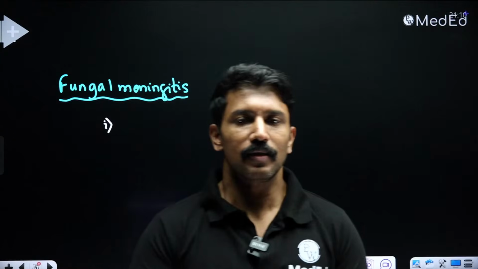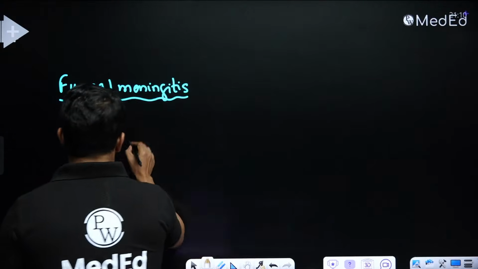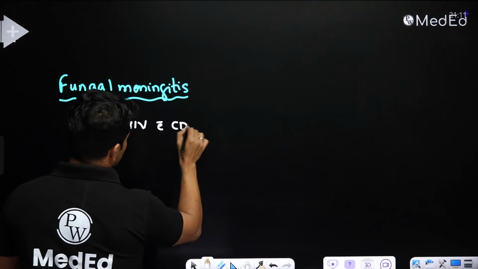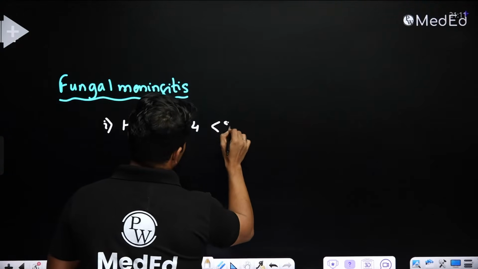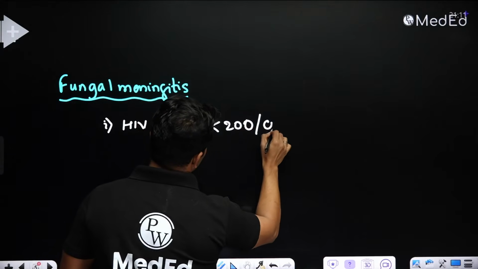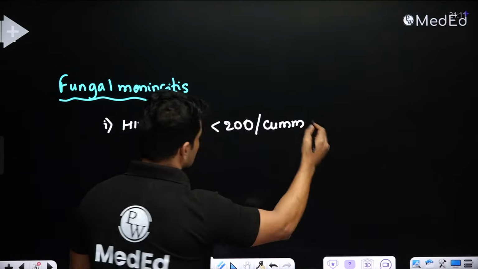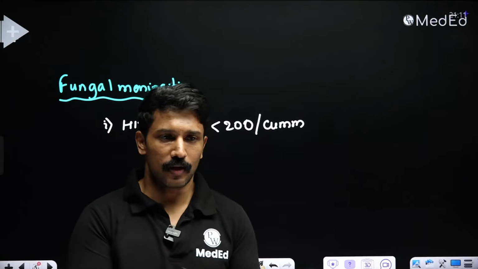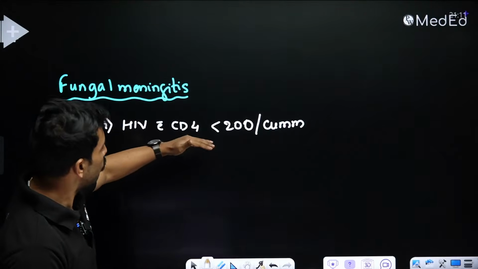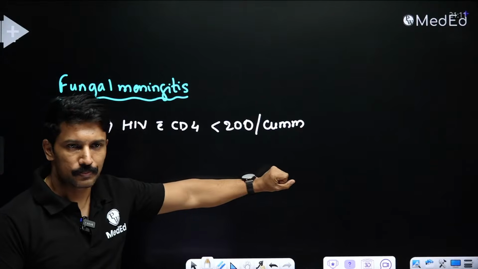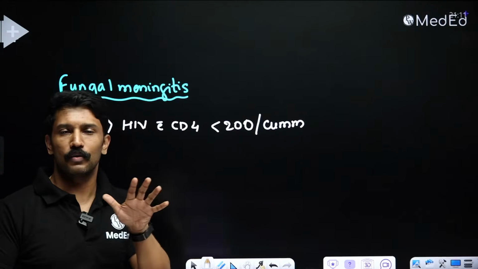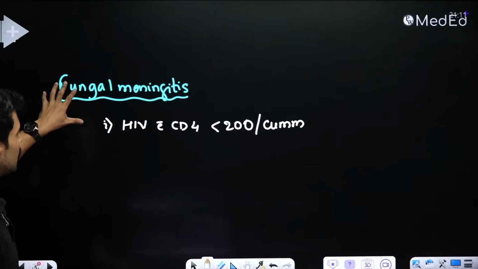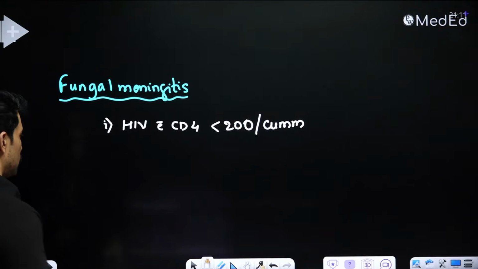HIV with a CD4 count less than 200 per cubic millimeter is when you can say he is reasonably immunocompromised. In the era of highly effective antiretroviral drugs, we are not very often encountering these values. So not everyone with HIV is immunocompromised. When the CD4 count is less than 200, yes, there is a risk of developing cryptococcal meningitis.